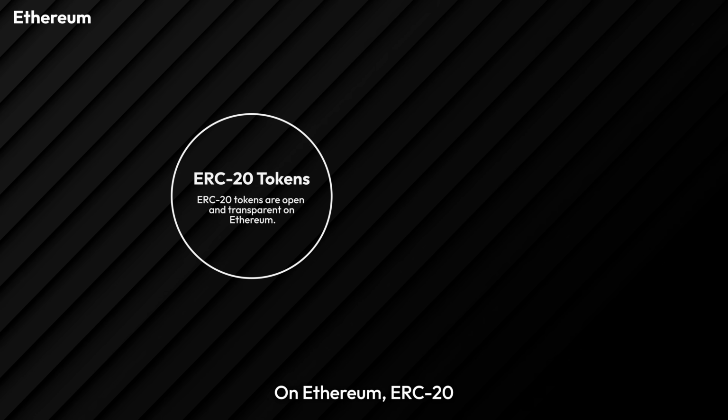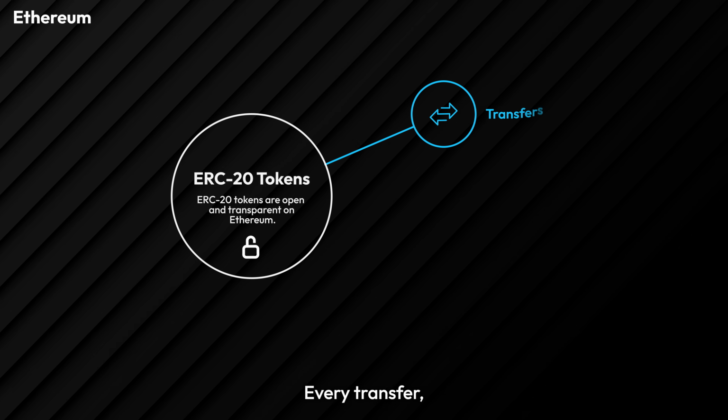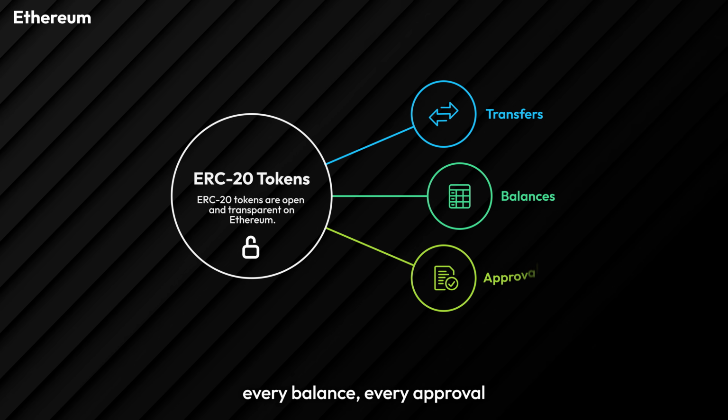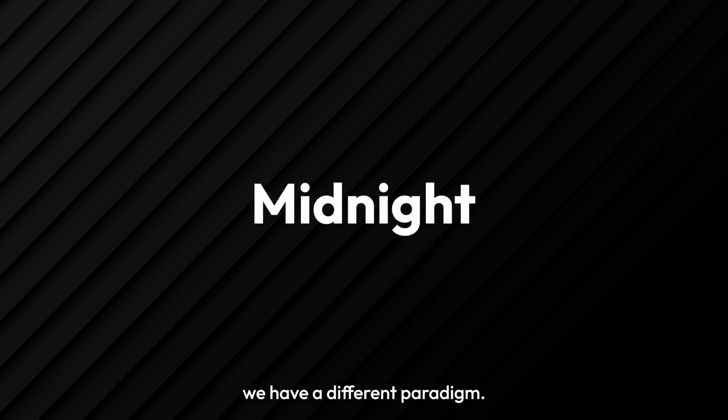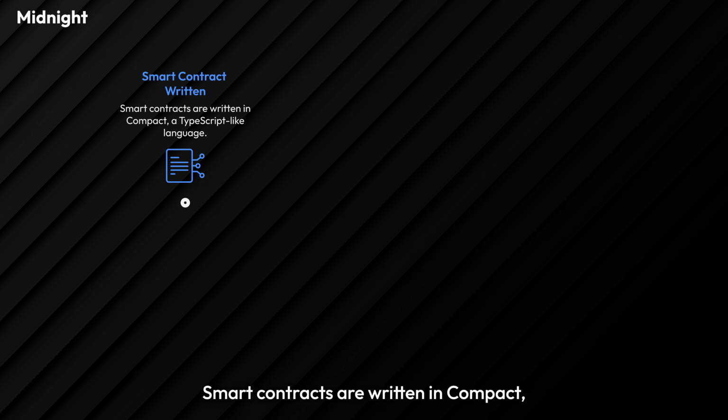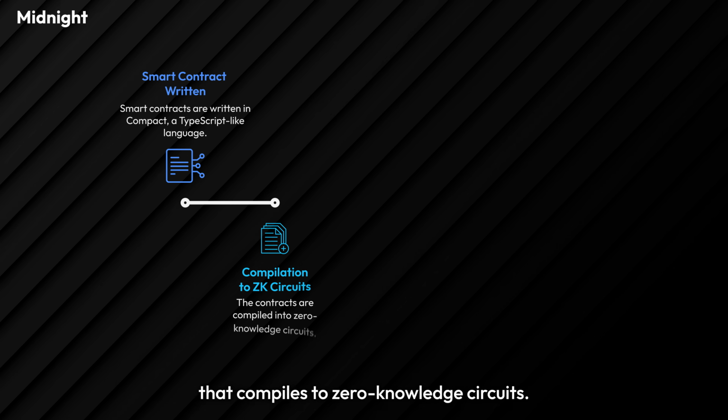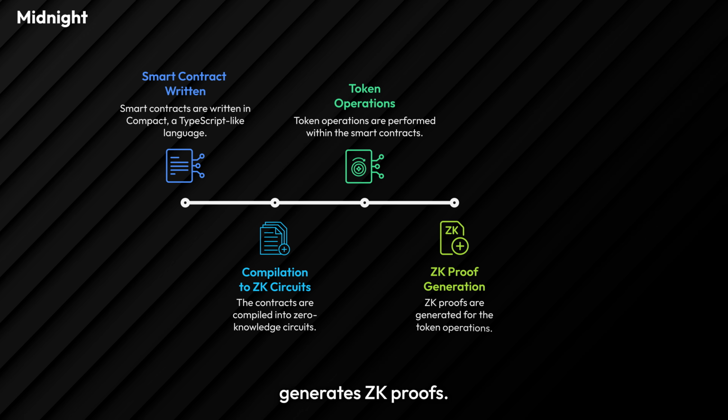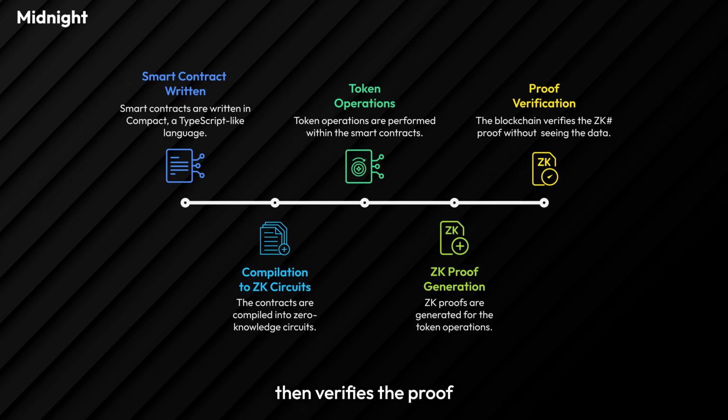On Ethereum, ERC-20 tokens are fully transparent. Every transfer, every balance, every approval, it's all public on-chain. On Midnight, we have a different paradigm. Smart contracts are written in compact, a TypeScript-like language that compiles to zero-knowledge circuits. This means token operations generate ZK proofs. The blockchain then verifies the proof without seeing the underlying data.